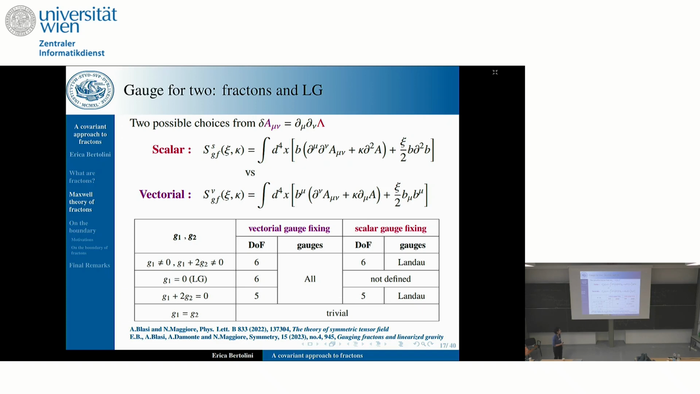What's surprising is that they both give the same number of degrees of freedom, both the scalar gauge fixing and the vectorial one. And even more, the vectorial gauge fixing seems to be preferable because we're not constrained to work in a specific gauge, being the Landau gauge. And also we are allowed to go into the pure linearized gravity limit.